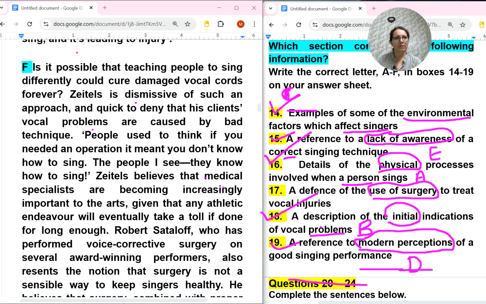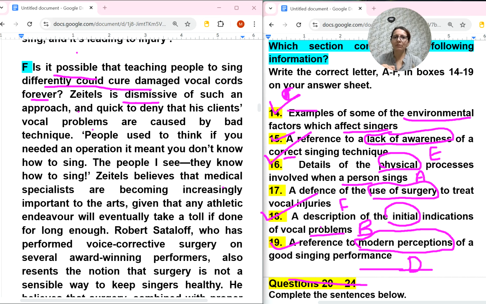Now, the last one is left. One paragraph is left, so we can always match. The last left one, 17th, we can always match with F number. But we are explaining the things. Let's try to solve it. Is it possible that teaching people to sing differently could cure damaged vocal cords forever? Nothing is matching, but still we can.